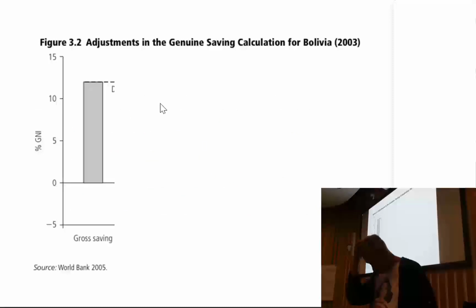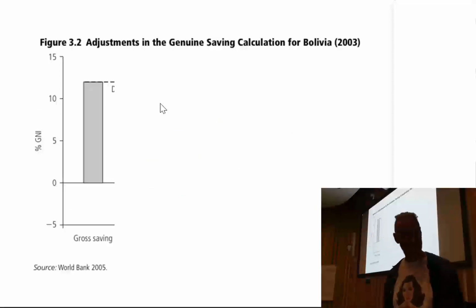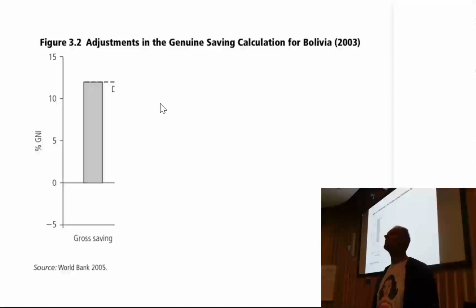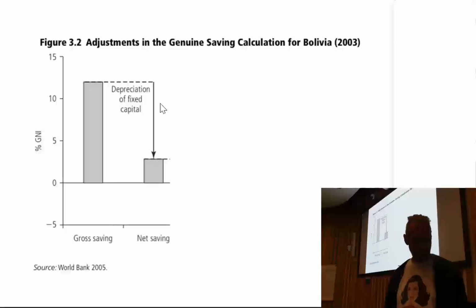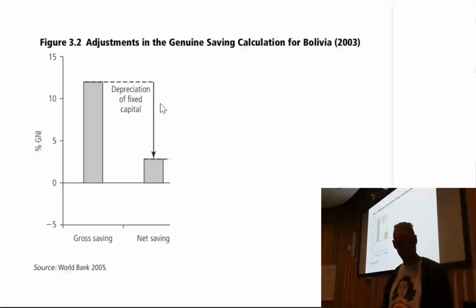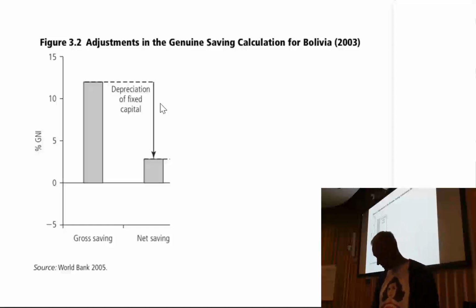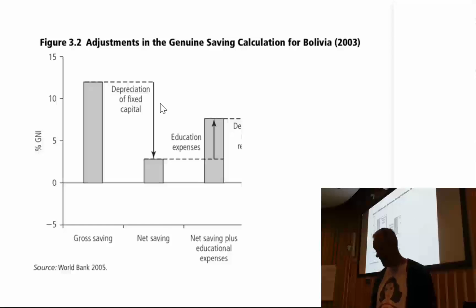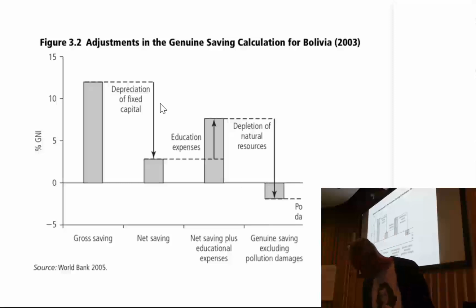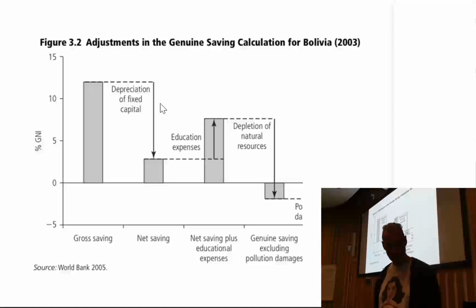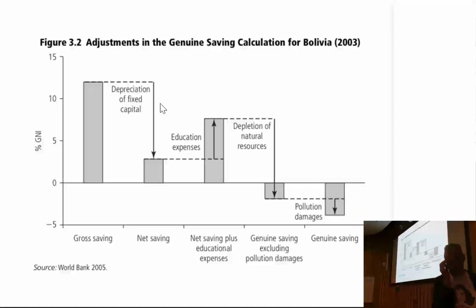So what do the numbers look like? This is for Bolivia. There's no Bolivians in the class, right? So gross savings, so this is investment minus depreciation, is around 12% of gross national income. Then, oh wait, that is gross savings, so that is just investment, right? If you then subtract depreciation, it comes down quite considerably. You add investments in education, it goes up again. You subtract PM10, now it becomes negative, and Bolivia all of a sudden doesn't look so sustainable anymore.